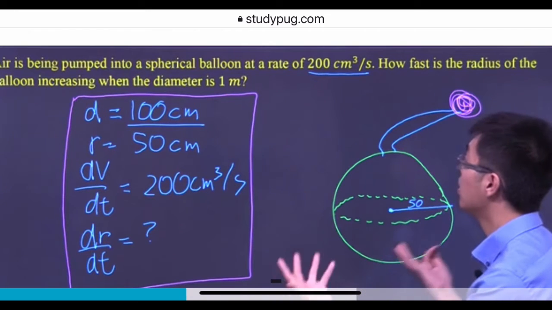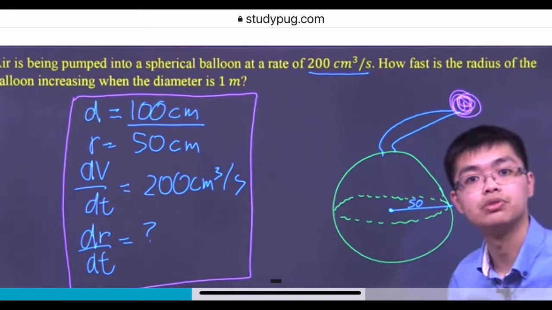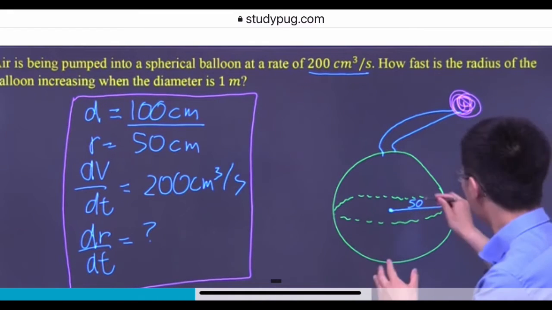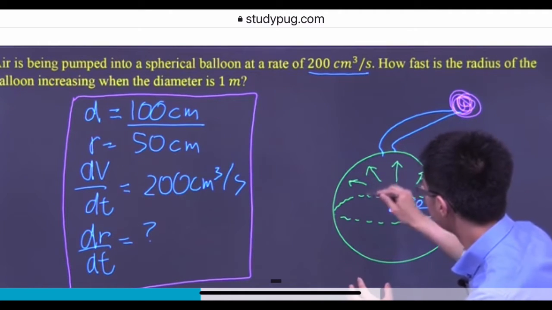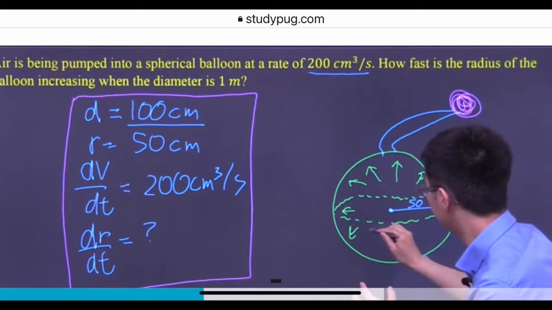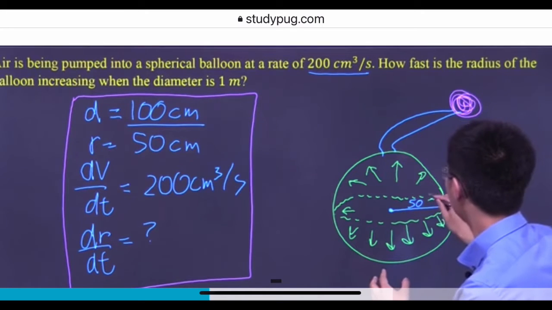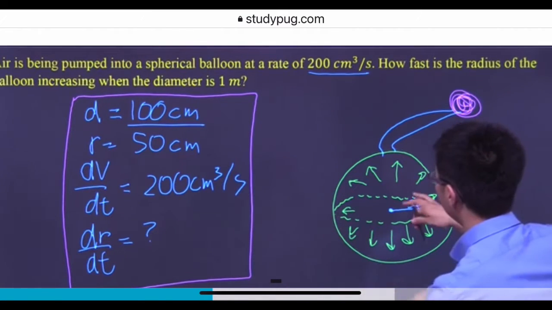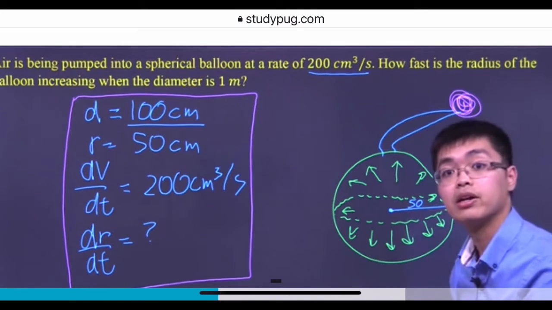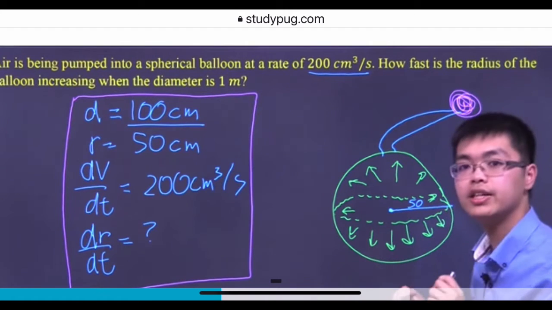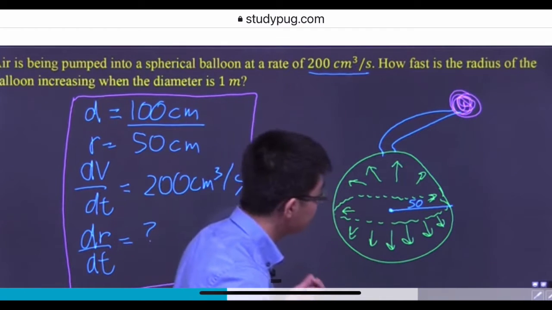And remember, the balloon is increasing, right? It's expanding because air is being pumped into it. So I'm going to draw a bunch of arrows like this. What this is telling me is that the balloon is expanding, so it becomes bigger and bigger. That means the volume is going to get bigger, and that means the radius is going to also get bigger. So we kind of have the idea there. That's pretty good. Okay, what do we need to do next?